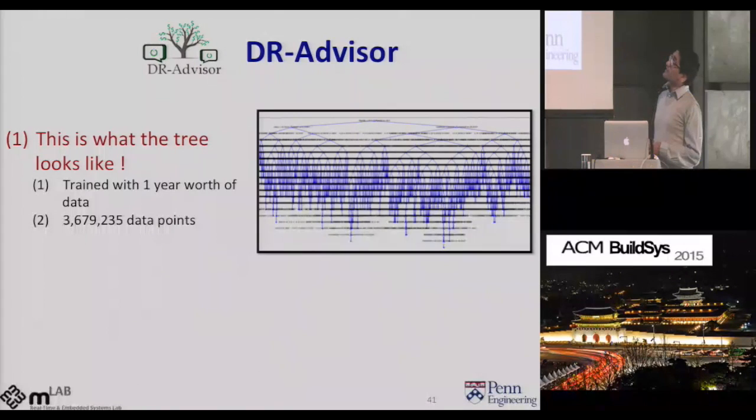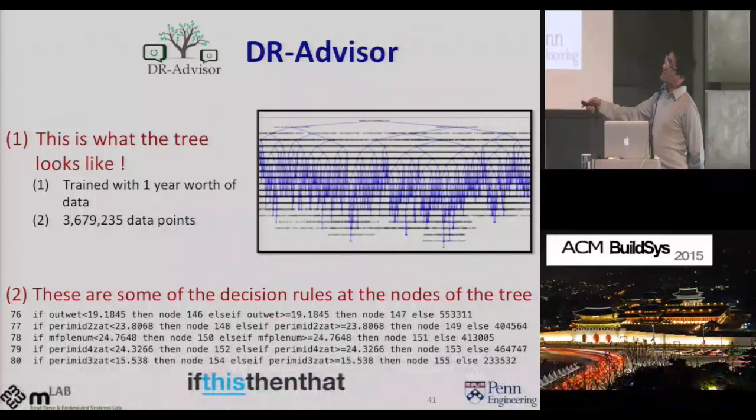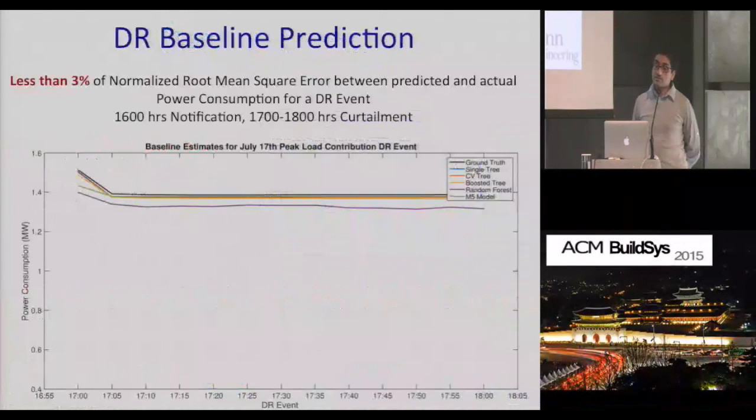With regression trees like this, which are trained on over 3.5 million data points over the past year, you can see that they are very interpretable, and we can even bring a better visualization to this, where we see if this, then that, and we can look at the provenance of why certain responses are done.